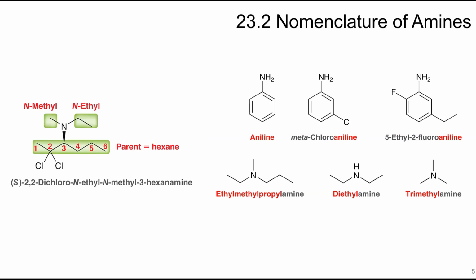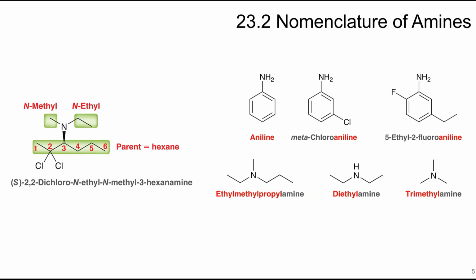If you have different substituents on the nitrogen, we name them as substituents like you would a methyl group on a long carbon chain. So the longest carbon chain gets the parent. This first one, it'll be hexanamine. We have N-methyl and ethyl, and we just list those in alphabetical order. S-2,2-dichloro-N-ethyl-N-methyl-3-hexanamine. So you're going to list the N's in alphabetical order. The dichloro are in alphabetical order as well. And then we have the other specialty groups.